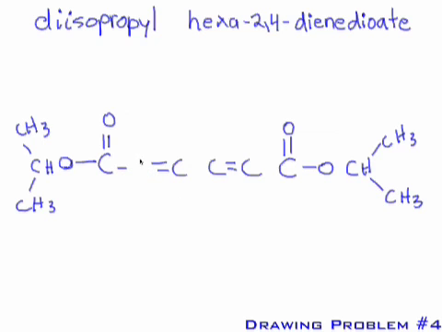This C has 3 bonds, so it has an H. This C has 3 bonds, so it has an H. This C has an H because it has 3 bonds to carbon. And likewise, this one would have an H. And there you have it. Okay, 2 isopropyl groups, a diester with 2 double bonds: diisopropyl hexa-2,4-diene dioate. Excellent.